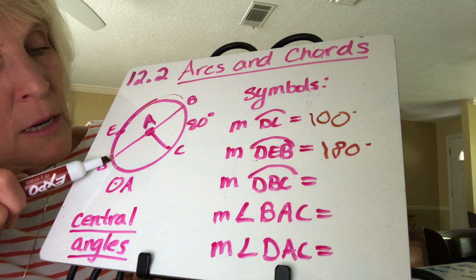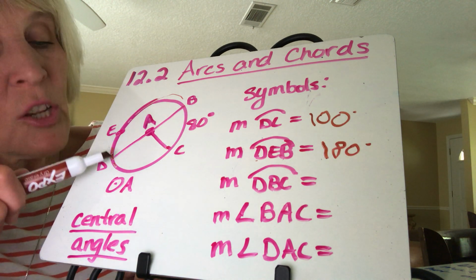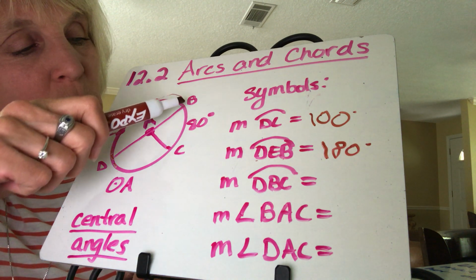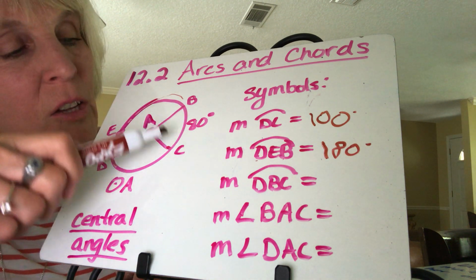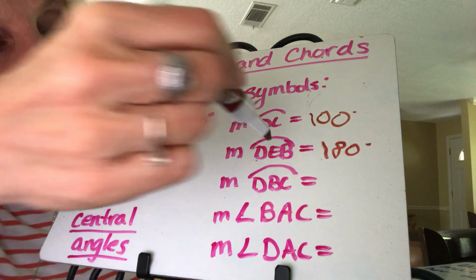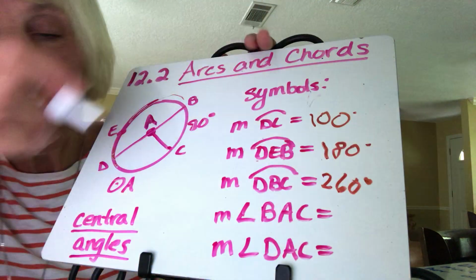So I go DBC. Now I have to be careful because I've got to stay as an arc, so I have to stay on the circle. D all the way on the circle through that to C. So I'm really taking 180 plus the 80, so I'm going to end up with 260 degrees.